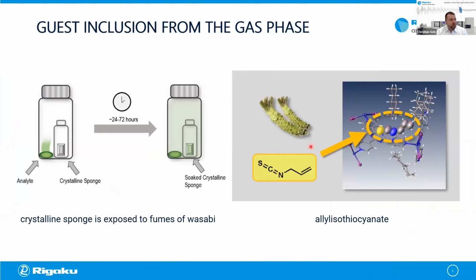To show you an example of how this would work, in case you have a gaseous sample, we have here in this sketch the crystalline sponge molecule sitting in a tiny vial. The tiny vial is in a larger vial, and you have some wasabi in here. So the pungent smelly compound of this allyl isothiocyanate can be soaked into the pore.